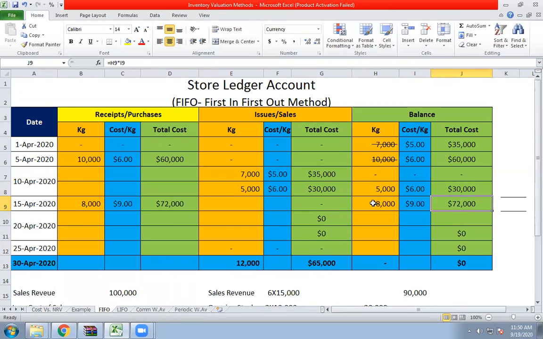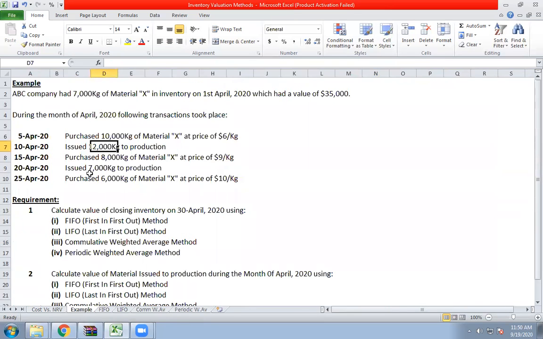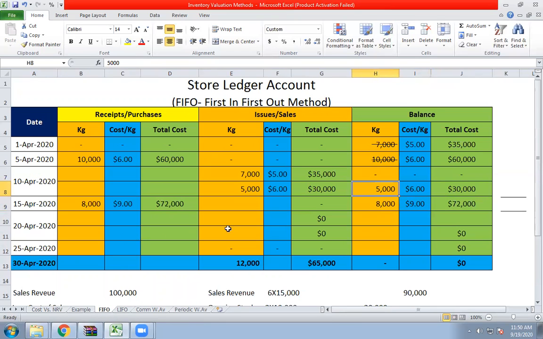So now I have two types of material in my stock: 5,000 kg purchased at 6, and 8,000 kg purchased at 9. This 5,000 was purchased first, and I will issue this 5,000 first if I have to. Next, on 20th April, I have to issue 7,000 kg to production. I will issue this 5,000 first. This has the value of 6, so it will have a total value of 30,000.